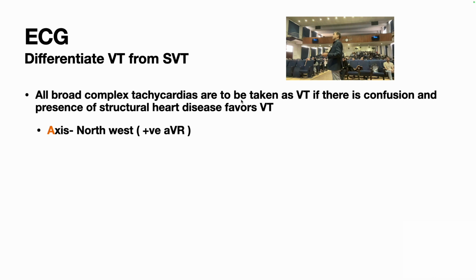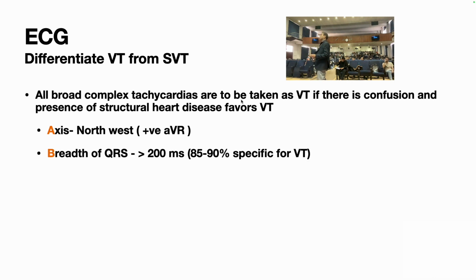So we remember this ABC. If the axis is northwest, what is northwest? Extreme right axis deviation or indeterminate axis, which we saw on the upper left side of the circle in the session on how to see axis. It means the aVR will be positive. If the aVR is positive, the likelihood of this being ventricular tachycardia is more. SVTs don't have this sort of thing.